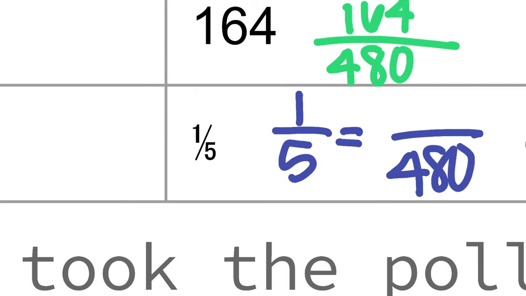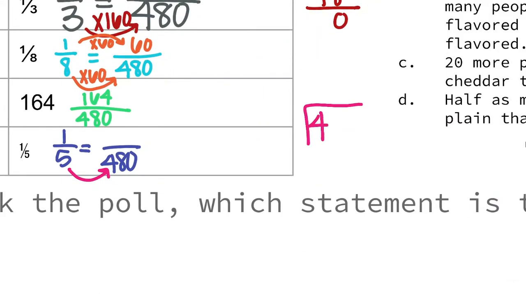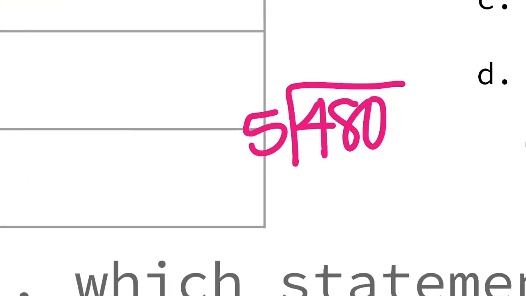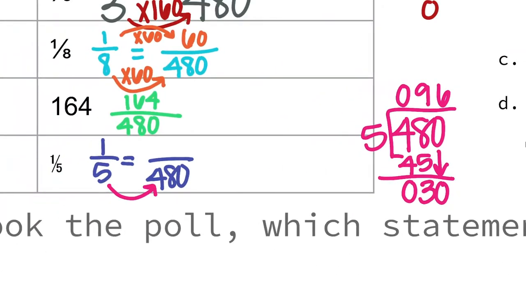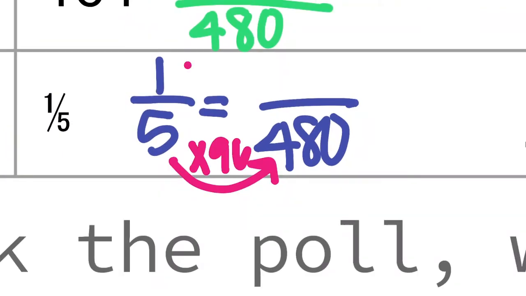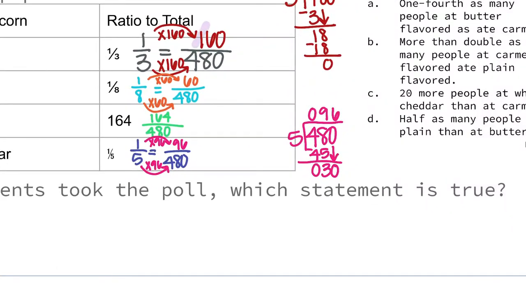Again, I got to figure out how do I get to 480 from 5? I don't know, so let's make a division house. 480, 5. Okay, 5 does not go into 4. It goes in there 0 times. So then I've got to figure out how many times 5 goes into 48. I know 5 times 9 is 45. I think that's the closest I can get. 8 minus 5 is 3. 4 minus 4 is 0. Bring down the 0. 5 goes into 30 6 times. So I've got 96 is what we're multiplying by over here. Times 96. Whatever I do on bottom, got to do on top. Can't leave anybody out. 1 times 96 is 96. So here's all our numbers. So we've got 160, 60, 164, and 96.